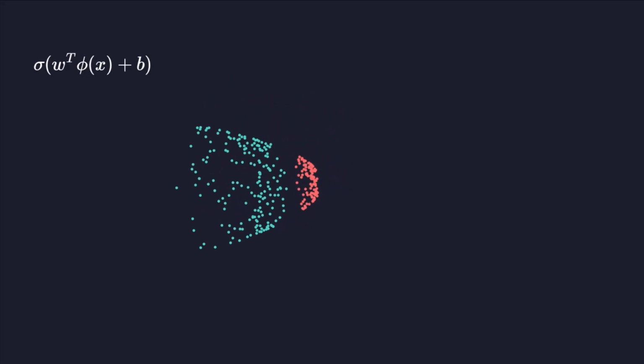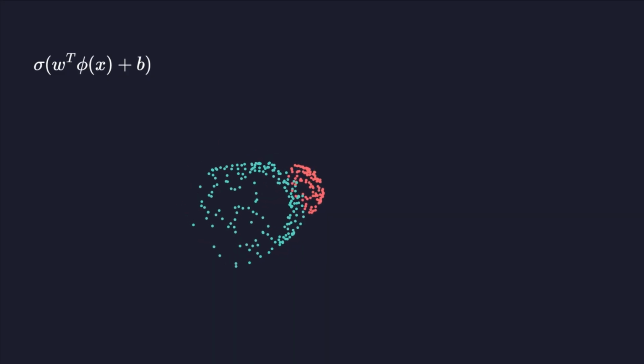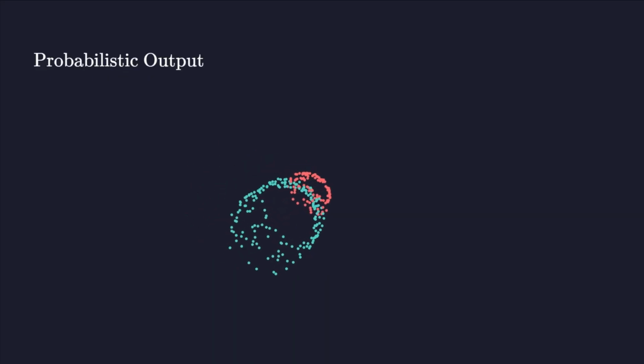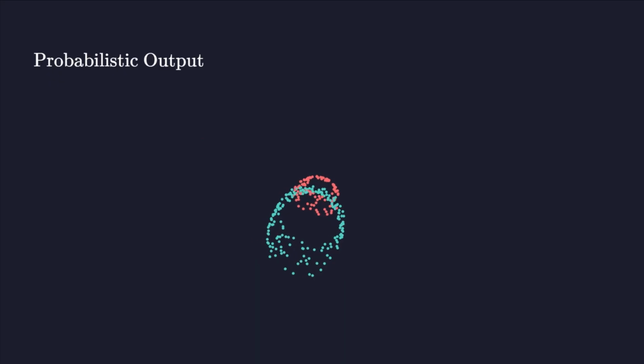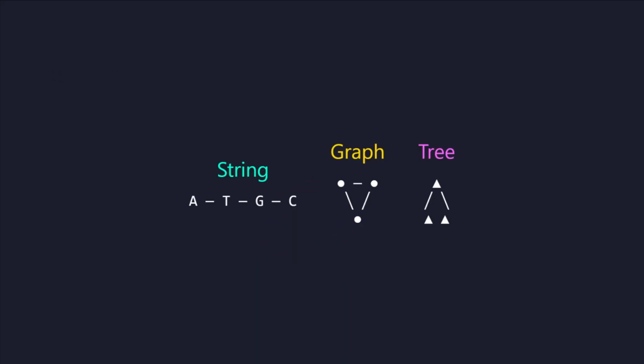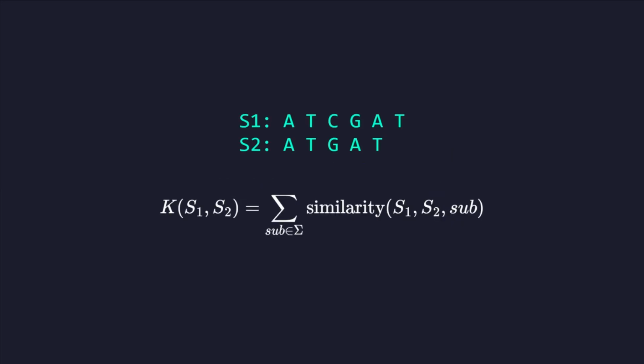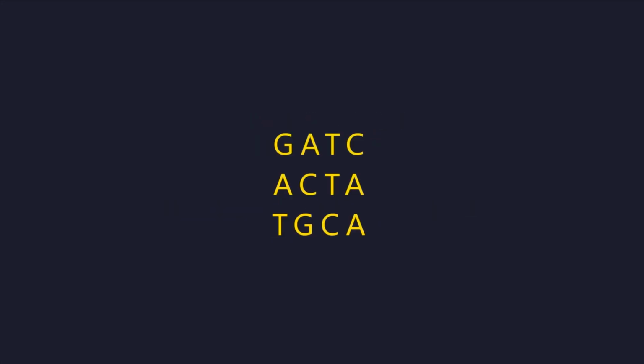The kernel trick is not limited to linear regression and can be applied to logistic regression and other generalized linear models. By replacing the linear predictor with a function from the Hilbert space, we obtain a nonlinear classifier with probabilistic outputs. Kernels can be defined on non-vector data, such as strings, graphs, or trees, by designing functions that measure the similarity of these structures.